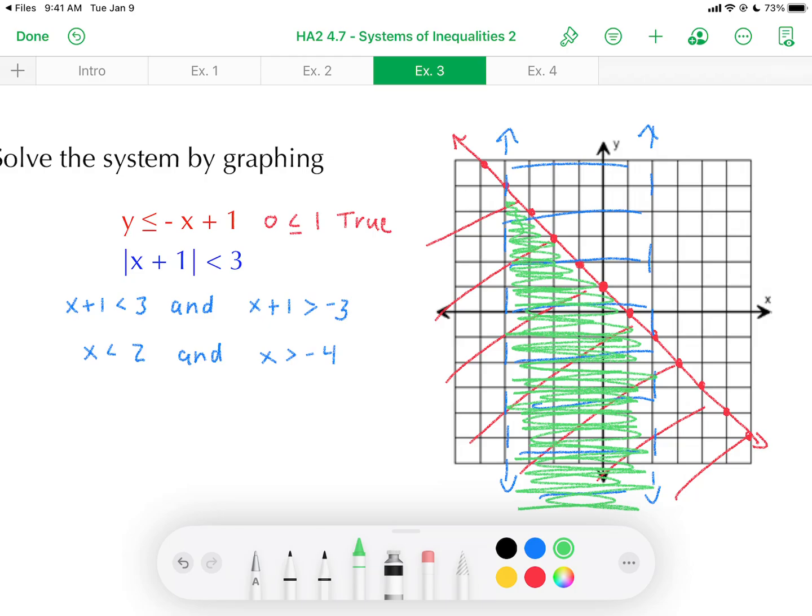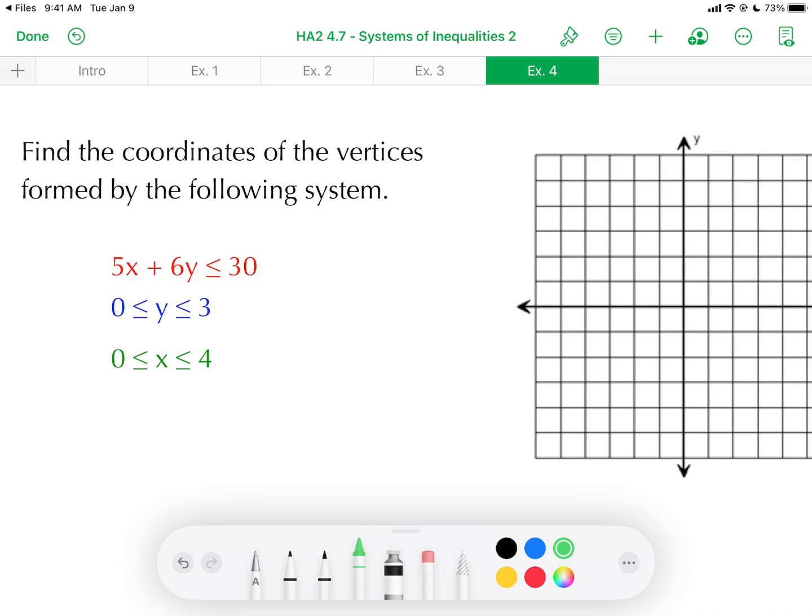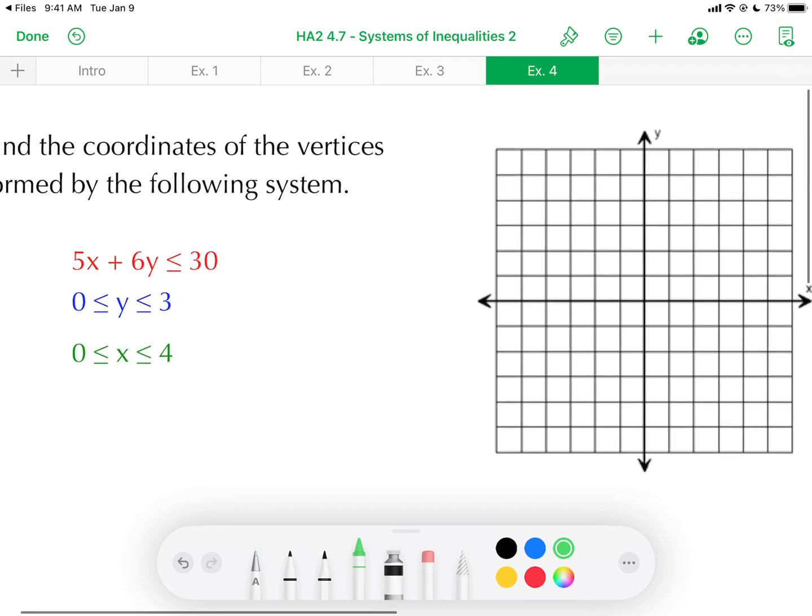All right, one final example. And this is going to lead us into what we are going to do with linear programming, okay? So this says, find the coordinates of the vertices formed by the following system. It looks like there's 3 inequalities, but technically there's going to be 5 boundary lines here. The first is a linear inequality in standard form. It's got an x-intercept at 6 and a y-intercept at 5.